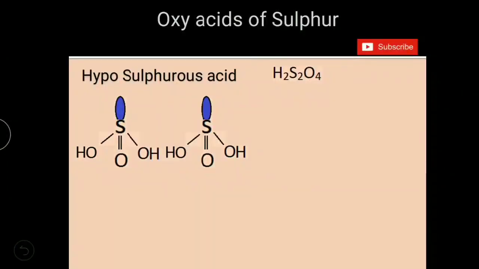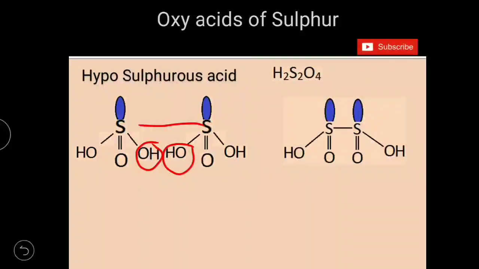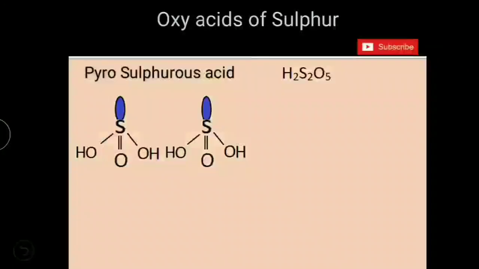Hyposulfurous acid formula is H2S2O4. To get its structure, we need to take 2 molecules of sulfurous acid, remove one OH group from each sulfurous acid. This one from first sulfurous acid and this OH from another sulfurous acid are removed and join the 2 sulfur atoms. Then you will get the structure of hyposulfurous acid.